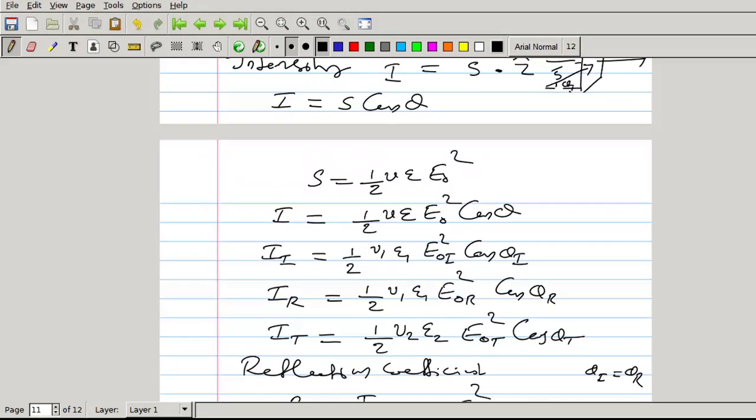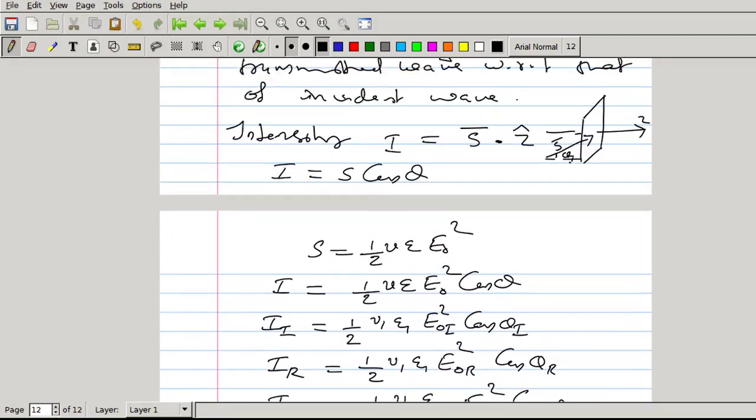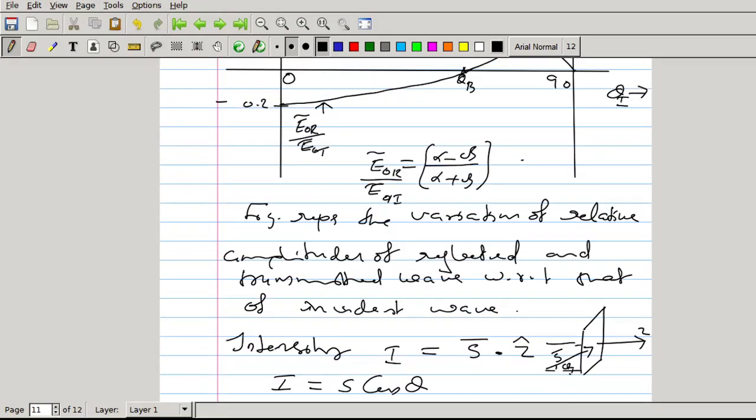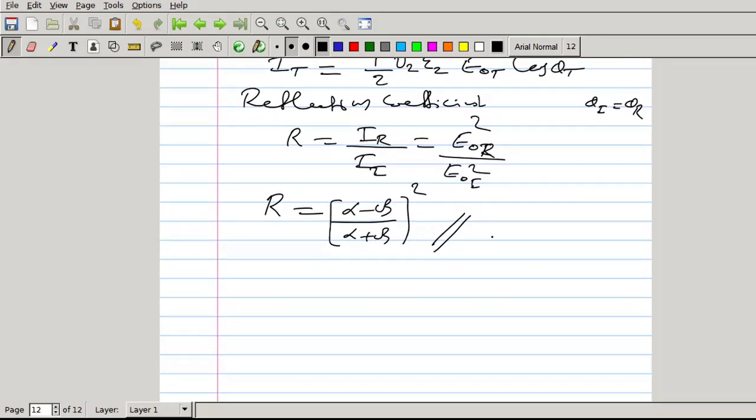E0R by E0I is alpha minus beta by alpha plus beta, the whole square. So the reflection coefficient is alpha minus beta by alpha plus beta, the whole square. This is equation number 26.